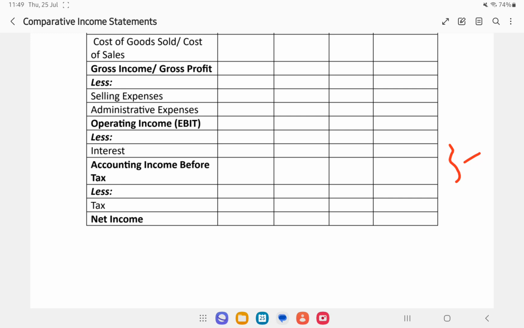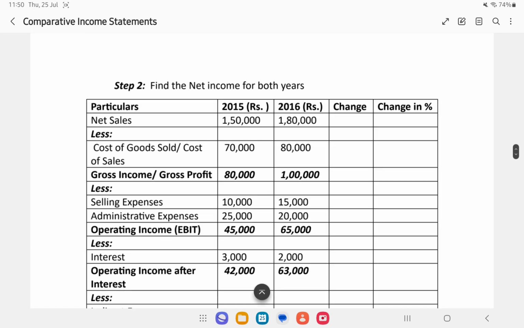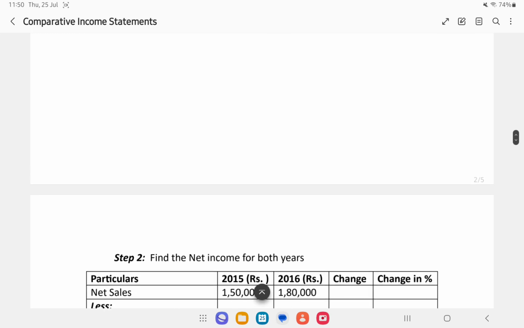So directly from the operating income, we are deducting interest, and we get accounting income before tax. That means before considering tax. Remember, of this amount we will calculate the tax to be paid. And after deducting that amount from here, we get the net income, that is the income after considering all possible expenses and loss. Hope the format is clear for you. Okay, the very first thing is you have to draw the format. After that, you have to find the net income. Just see how the net income is found here.